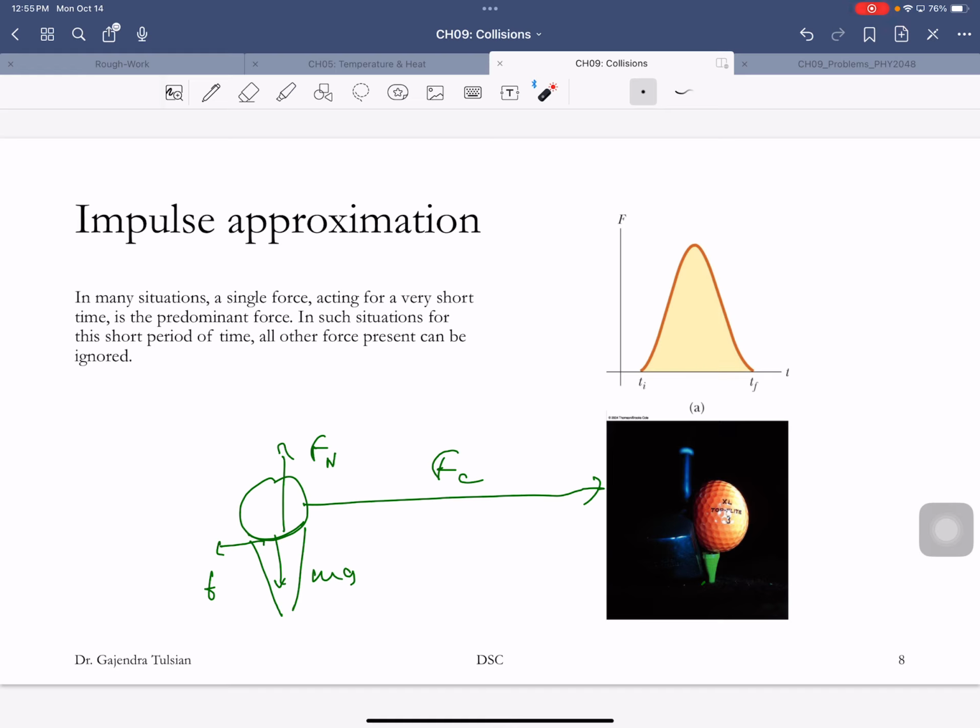For a short amount of time, this force is much, much greater than any of these other forces, and so you can ignore all these forces. Again, this one is canceling that one anyway, and this one is much larger than that one. So in many situations, this one force will be much greater than any of the other forces, and that's called the impulse approximation. And impulse is the area under that curve for this force. That's the only force we'll consider.